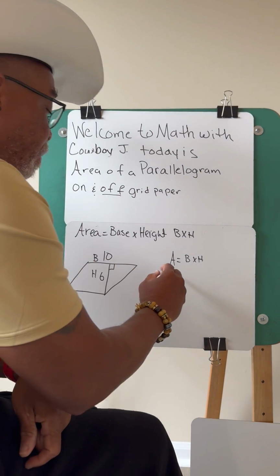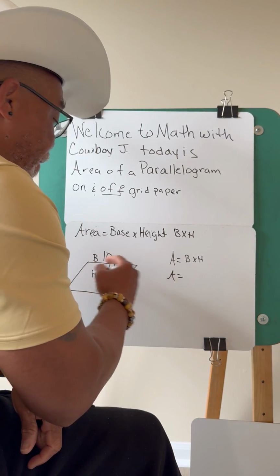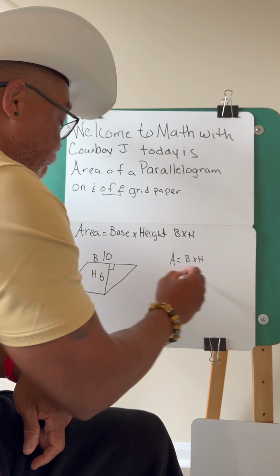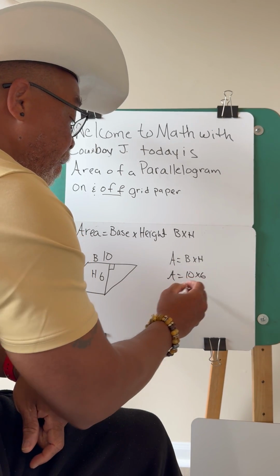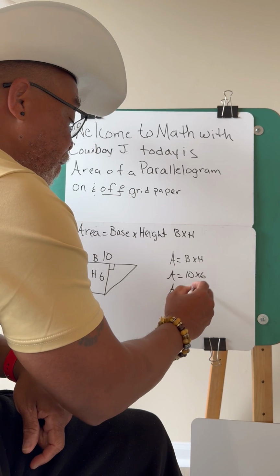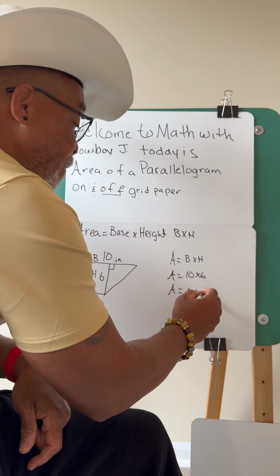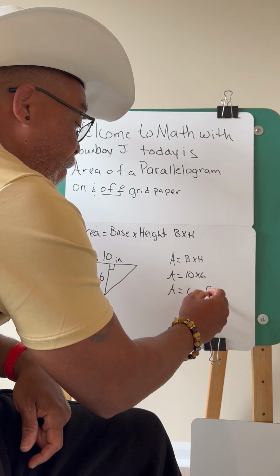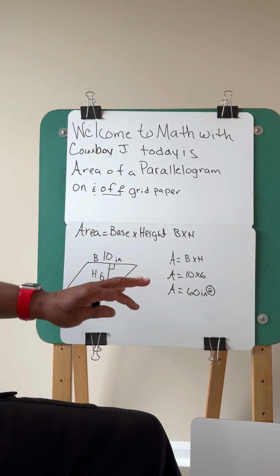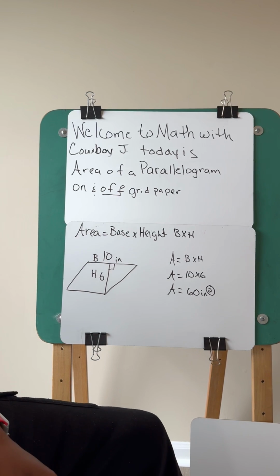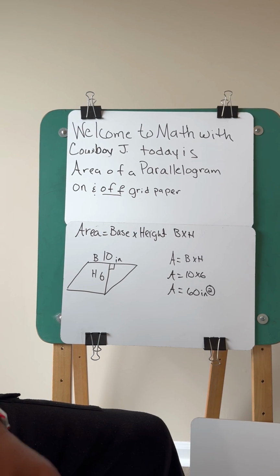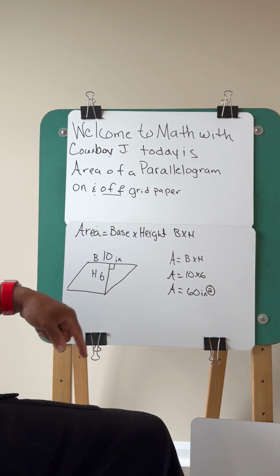So again, base, which is 10, times height, which is 6, which gives you 60. Again, let's say in this case it's inches. Inches, and area is always squared. That's how you find the area of a parallelogram off grid paper.